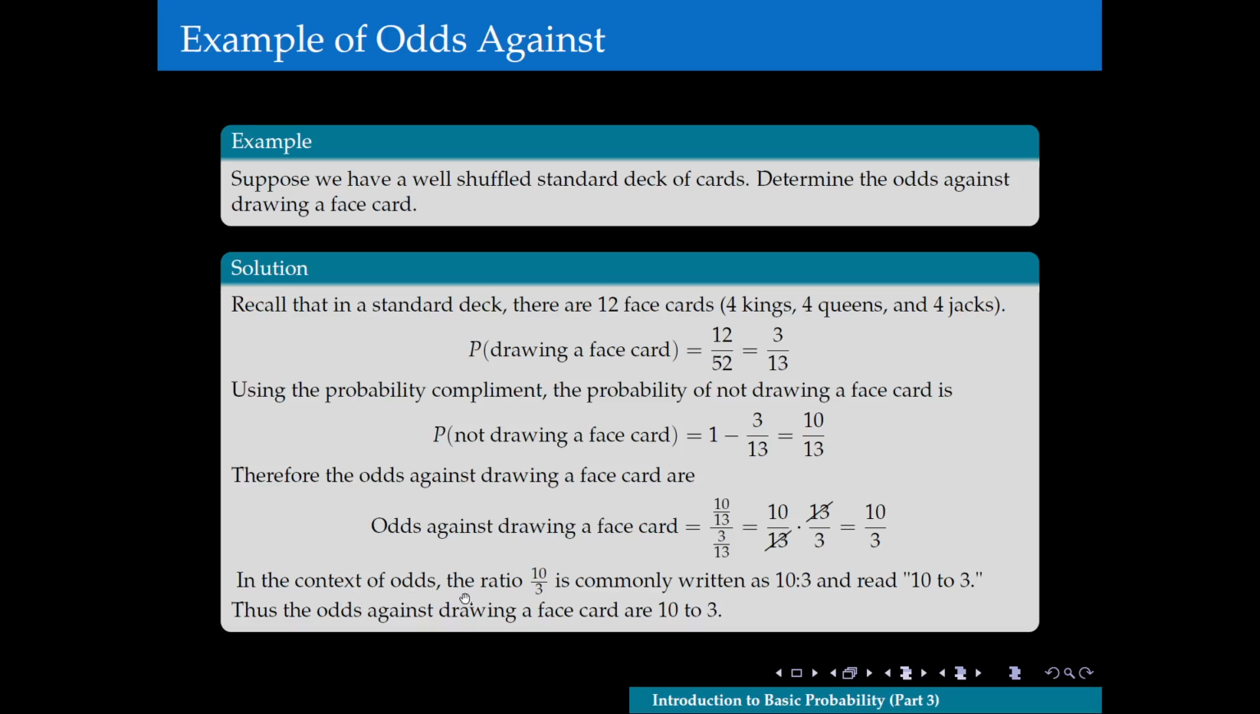In the context of odds, this ratio, 10 over 3, is usually written like this, with a colon, 10 : 3. And we read this statement as "10 to 3." Thus, the odds against drawing a face card are 10 to 3.